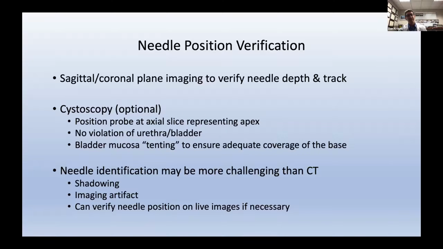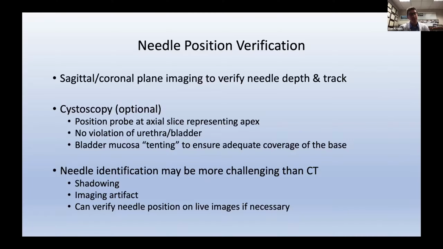We still do cystoscopies at Beaumont. You don't need to do this. I like having it. I have a great relationship with our urologists here. We get our needles in and have them come down and perform a cystoscopy. We can help verify the length to ensure that we're not under-treating the length of the prostate. You can verify that you're not violating the urethra or bladder mucosa.